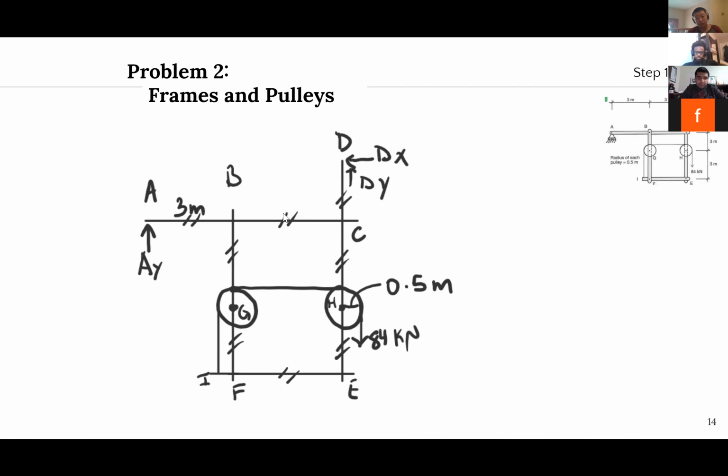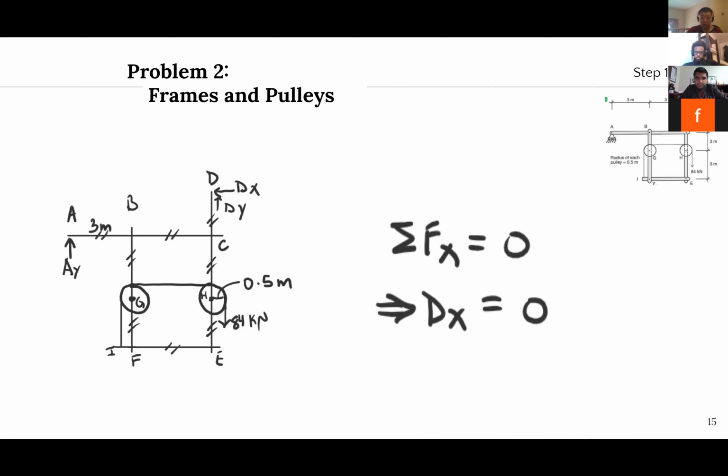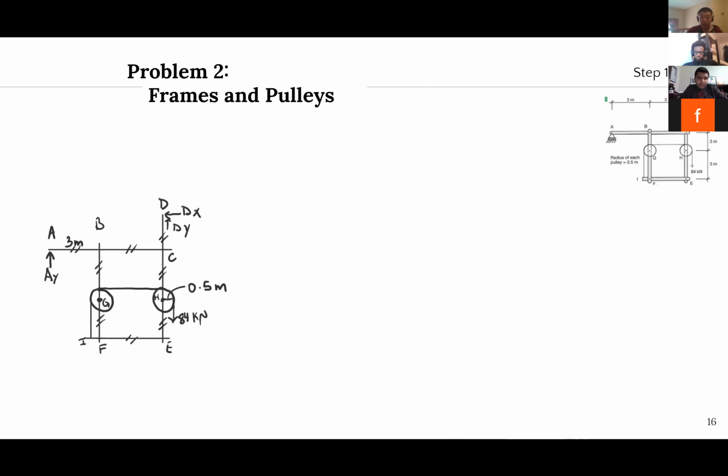The first thing we can notice off the bat is that if we take sigma Fx, we can tell, look, there's only one force in the x direction, so Dx equals 0. That should be very easy. Next, we need to find AY or Dy. We can take any option we want. We can take the moment at D or the moment at A, and then solve from there.